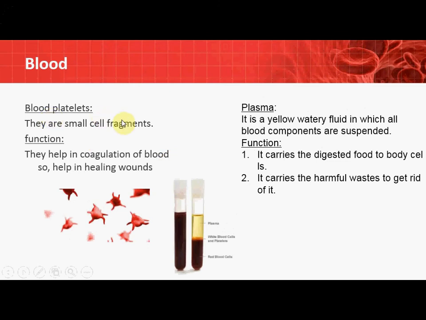Blood platelets are small cell fragments, small cell parts. They help in blood coagulation. What is the meaning of blood coagulation? When we have a wound, these platelets help in healing the wound by forming blood coagulation. It's clotting.